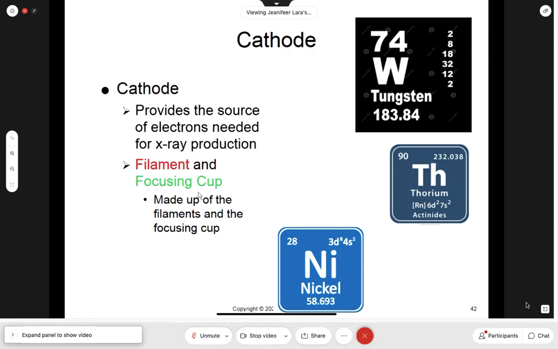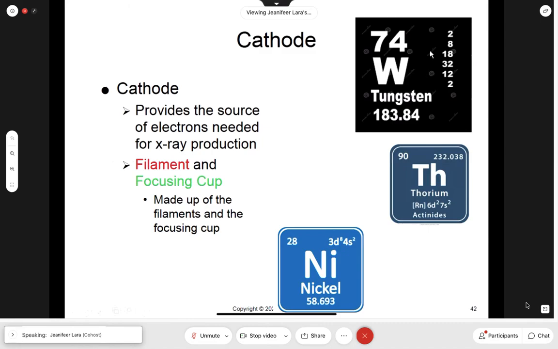Okay? Any questions there? The filament is our source for electrons. The focusing cup houses the filament. They are made of two different types of material. The filament is made primarily, again, of tungsten. We've seen this element before.